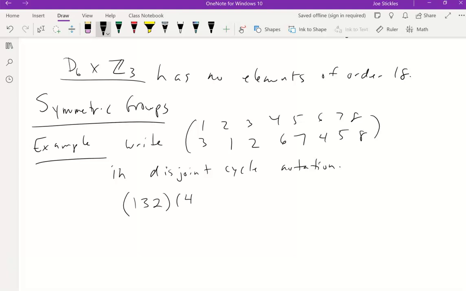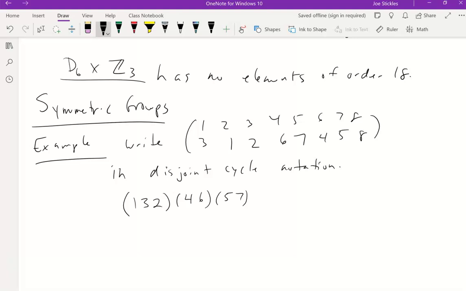4 is not in there, right? Where does 4 get mapped to? 6 gets mapped to 4. So it closes, right? Pick the next symbol that's not in there. I'll use 5 because we haven't hit 5 yet. 5 gets mapped to 7. 7 gets mapped to 5, so it closes.